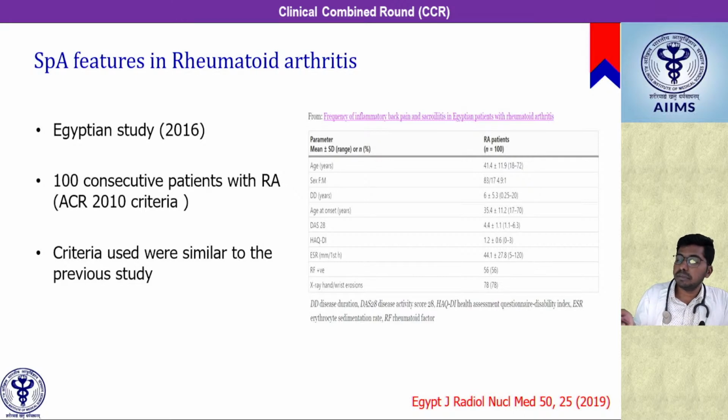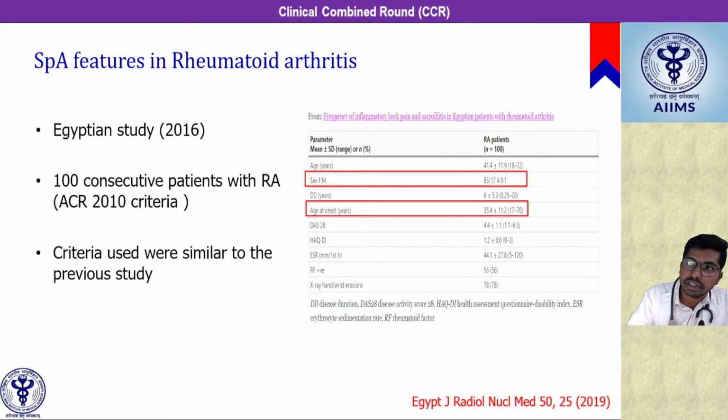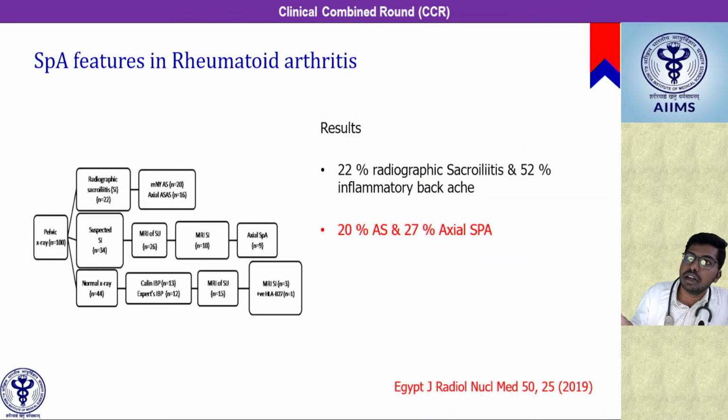So again here there was a female preponderance. The female sex ratio was high. It was nearly 80% and the males were 20%. The age of onset of RA was a bit earlier than the previous case series. In these patients, it was surprising that the percentage of AS diagnosed using the criteria was very high, 20%, and the patients satisfying the axial SPA criteria was 27 in those RA patients, and 22 had radiographic sacroiliitis despite having an RA.